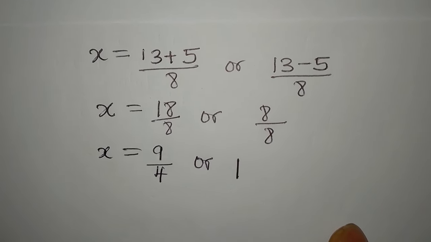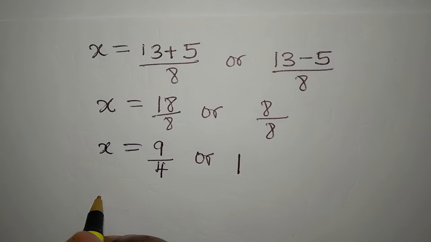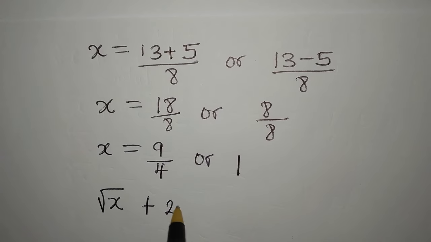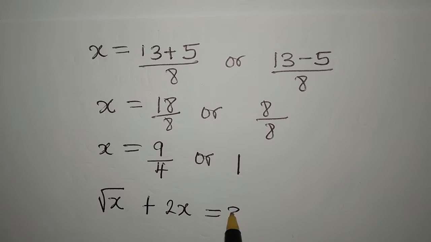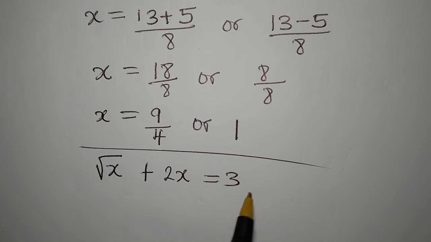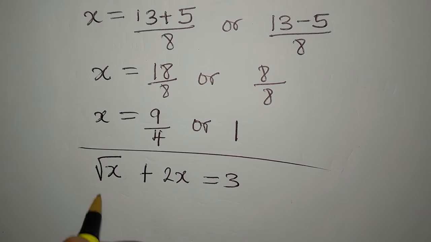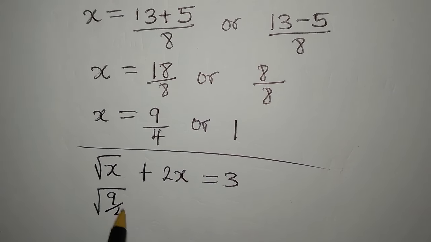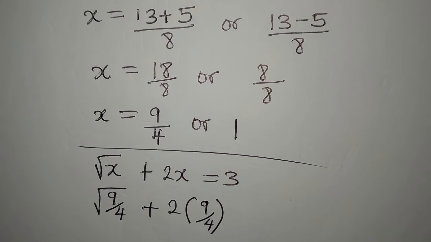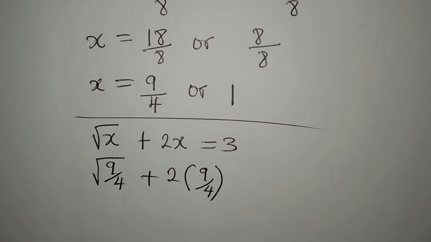Now, what is the equation? The equation is the square root of x plus 2x equals 3. Okay, so if you put in this value, you're not going to get 3, because this is square root of 9 over 4 plus 2 multiplied by x. This x becomes 9 over 4 again. Now, will this give us 3?